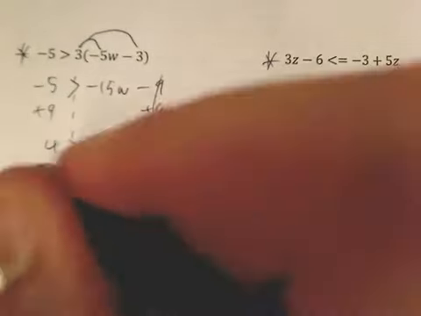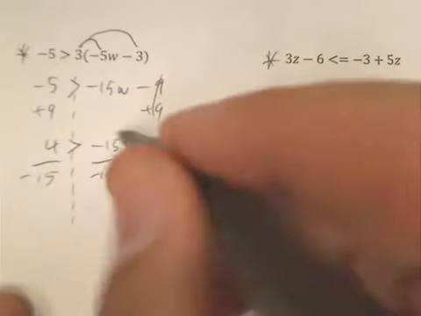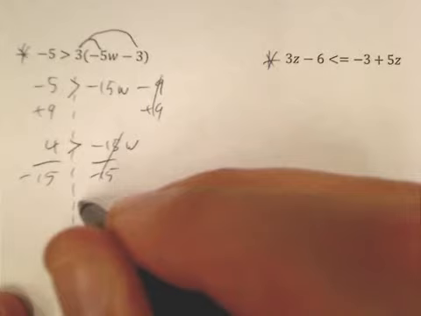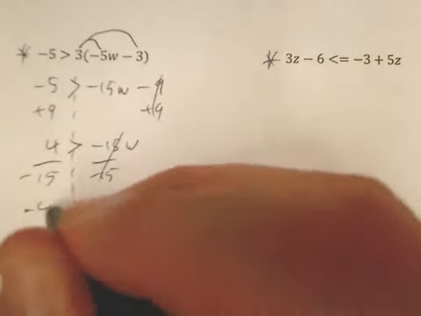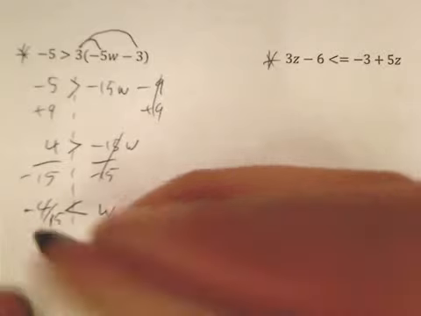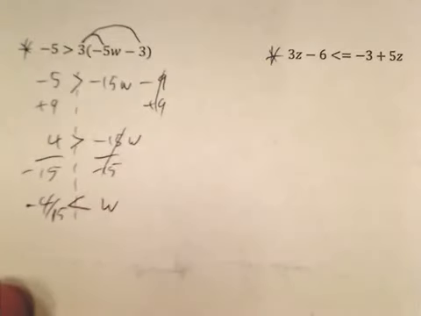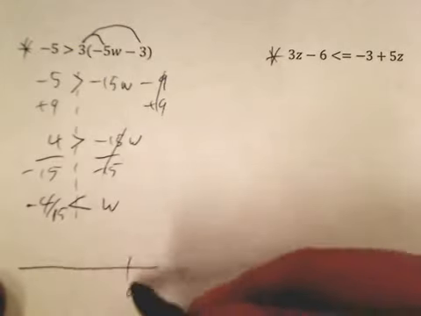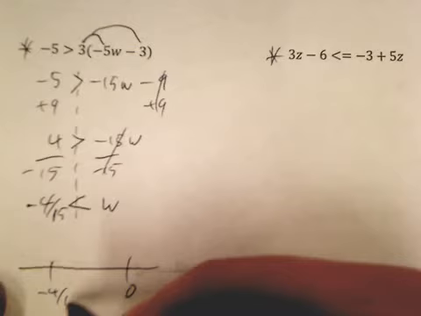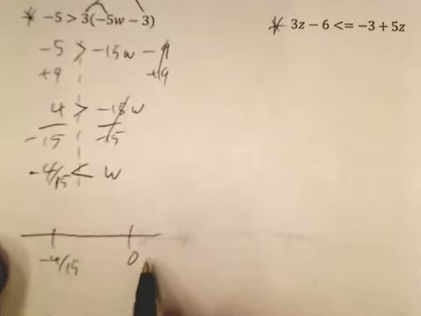Divide by what's in front of the w. And when you do that, you divide by a negative, so flip the sign around. That's -4 over 15. Don't sweat the fractions, just let them be. Okay, let's see what we got here. It's negative, so put 0 there, put -4 over 15 there. Just remember to put 0 over here. That's all.